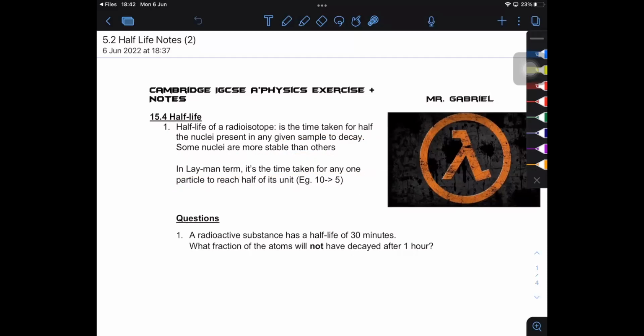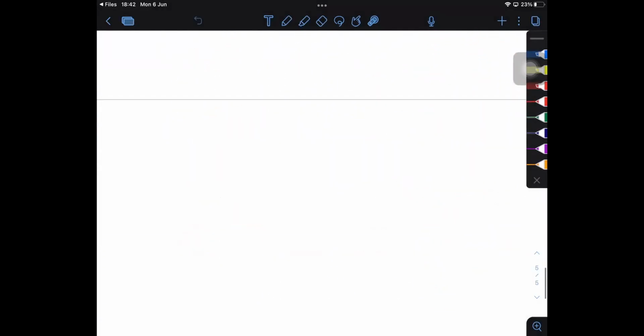Now, in terms of half-life, guys, usually they have units for this. Half-life, let's just say, this object here starts off with 100 counts per minute, guys.